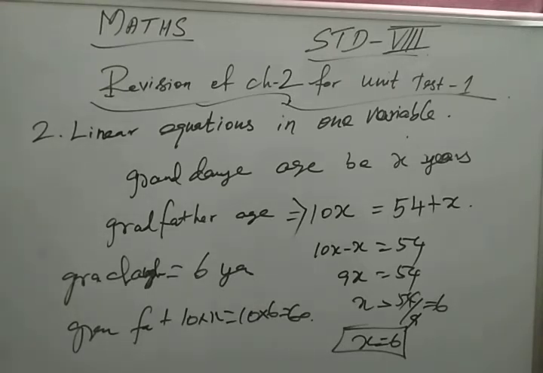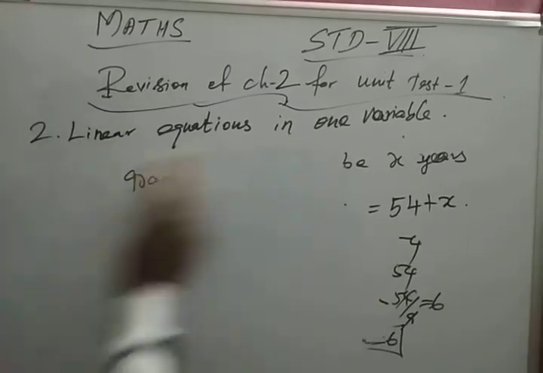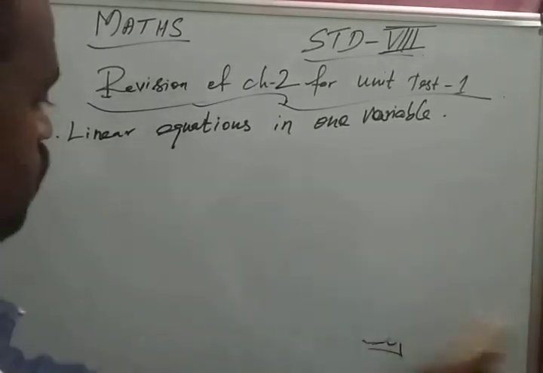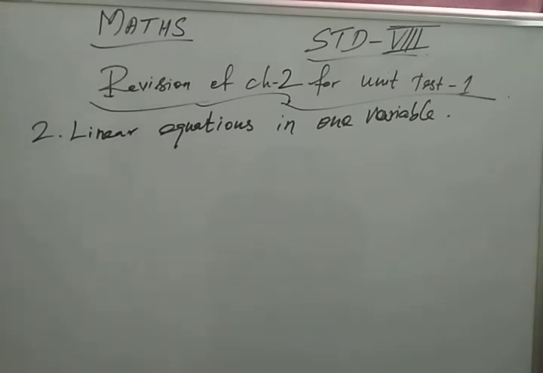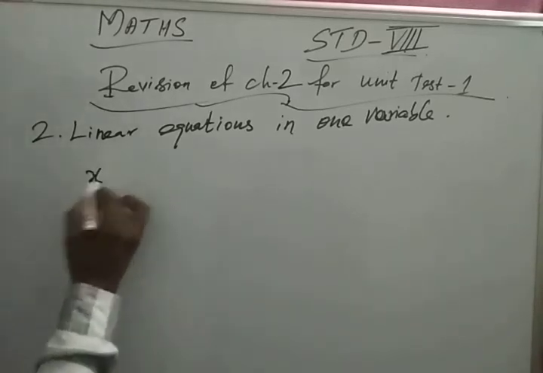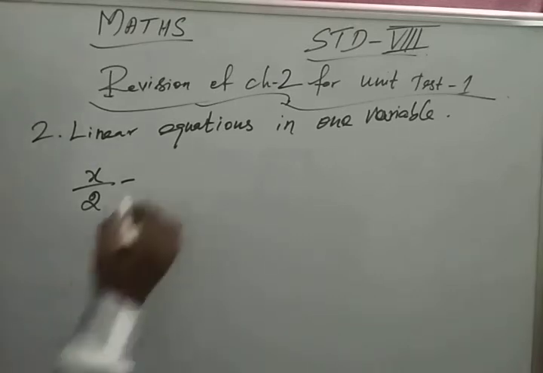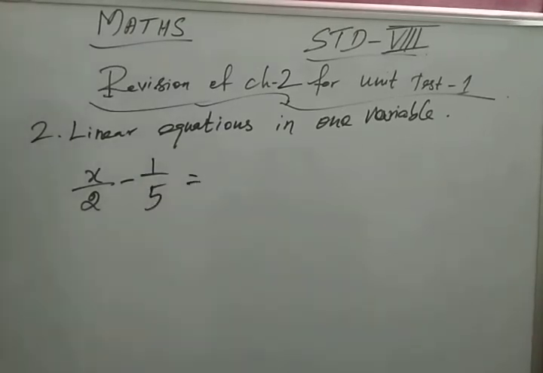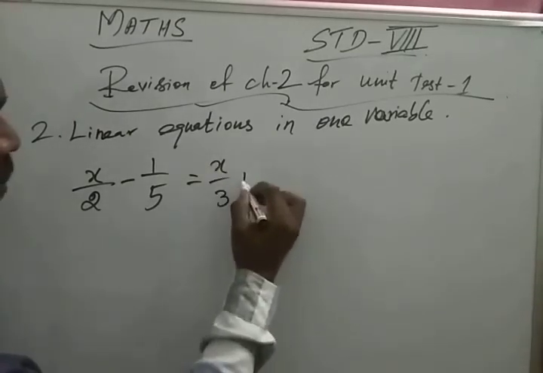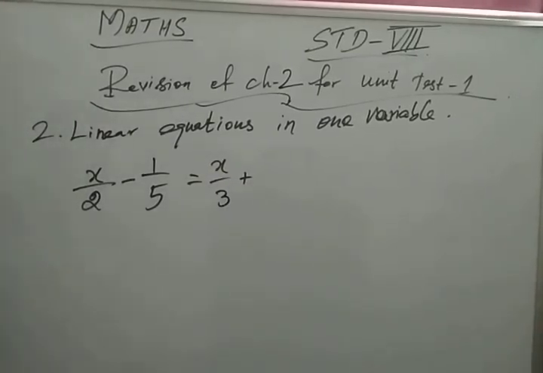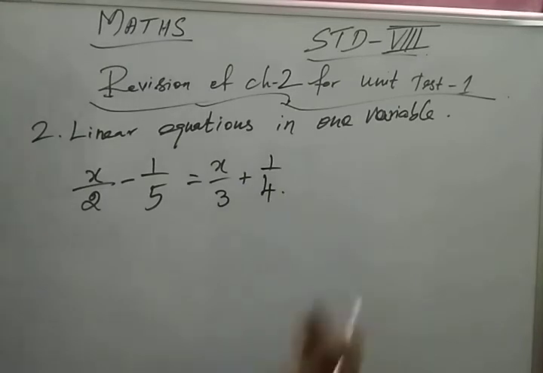The next topic is reducing equations to the simpler form. They have given some questions there, and there also I will do some questions. The first one: solve the following, x by 2 minus 1 by 5 is equal to x by 3 plus 1 by 4.